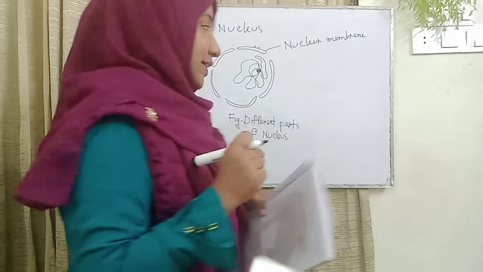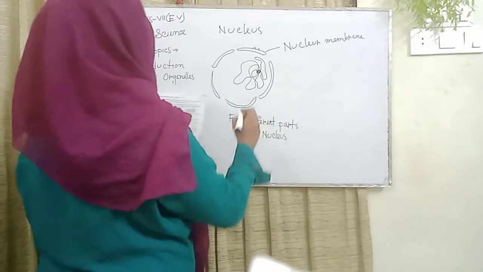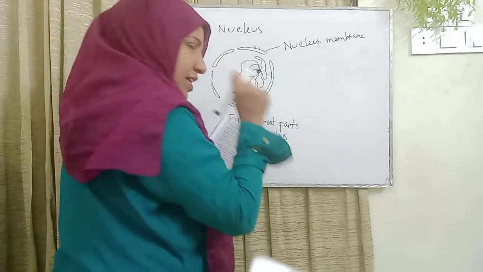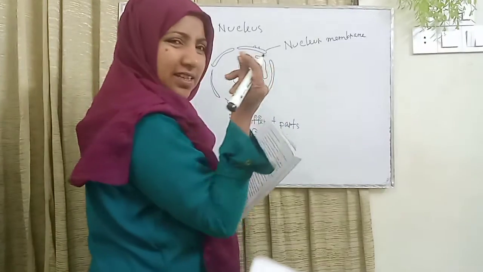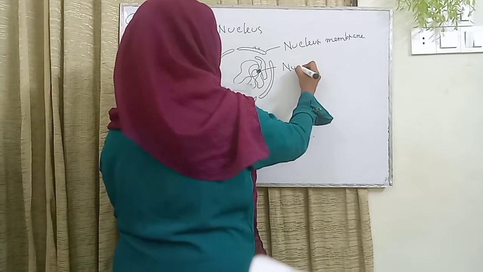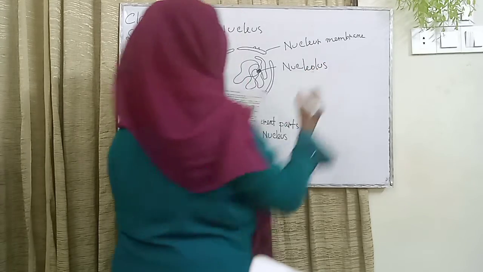And the second structure is the nucleolus. Here I have drawn it basically in a pin shape, a little pin-shaped structure. Here is the other structure, the nucleolus.